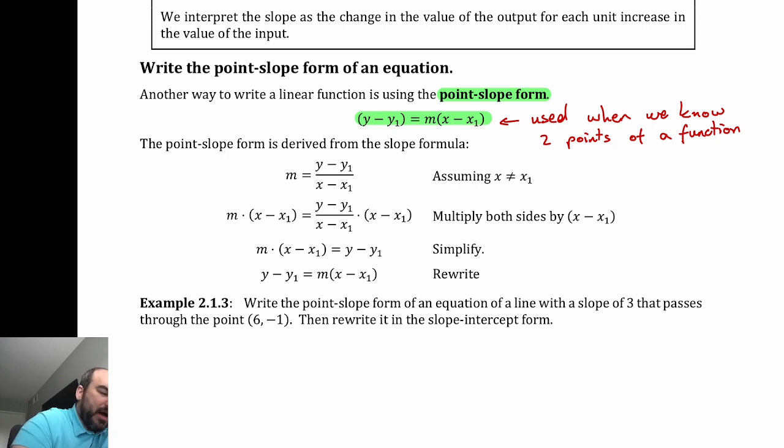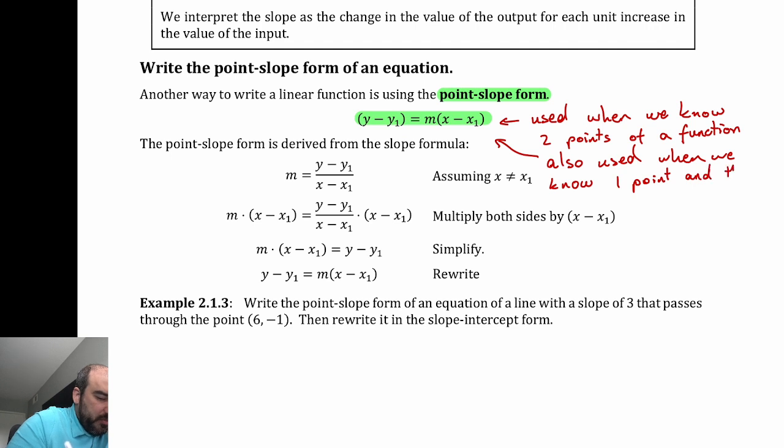Oh, I'm sorry. I said that wrong. That is true. But we're also going to use it, more mainly used when we know 1 point and the slope.